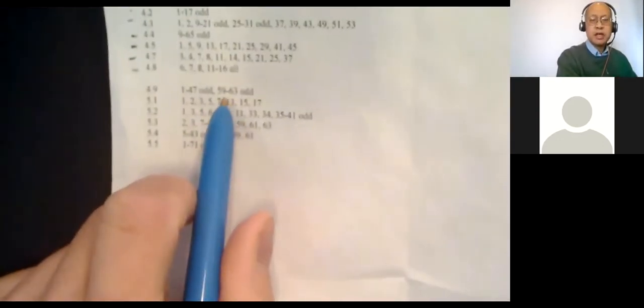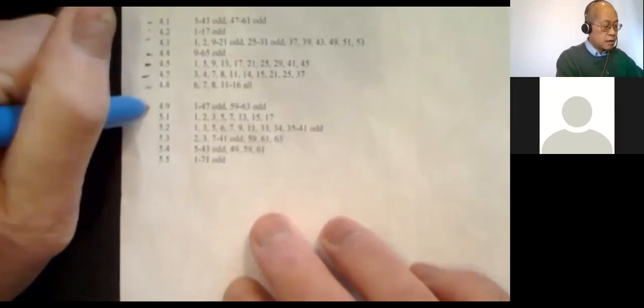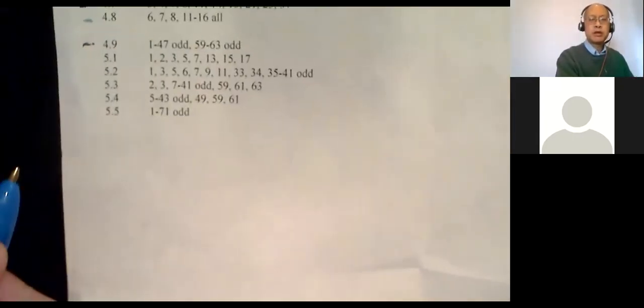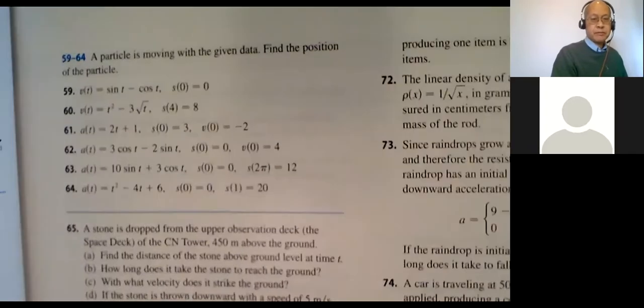I'm almost done with the section. The only thing I have left are the problems at the end, 59 through 63. And then I'm just going to mark this off that I'll be done. So that's 3 problems. I'll show you how to do one of them. But it's almost just like what we've been doing.